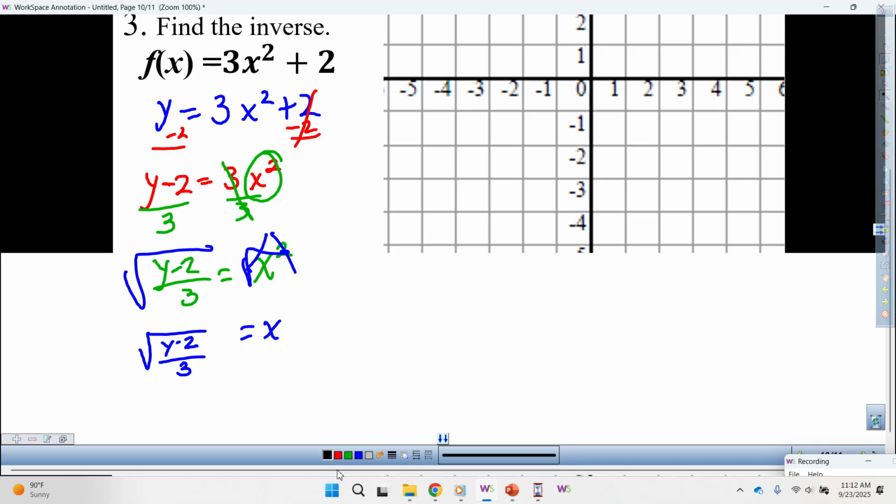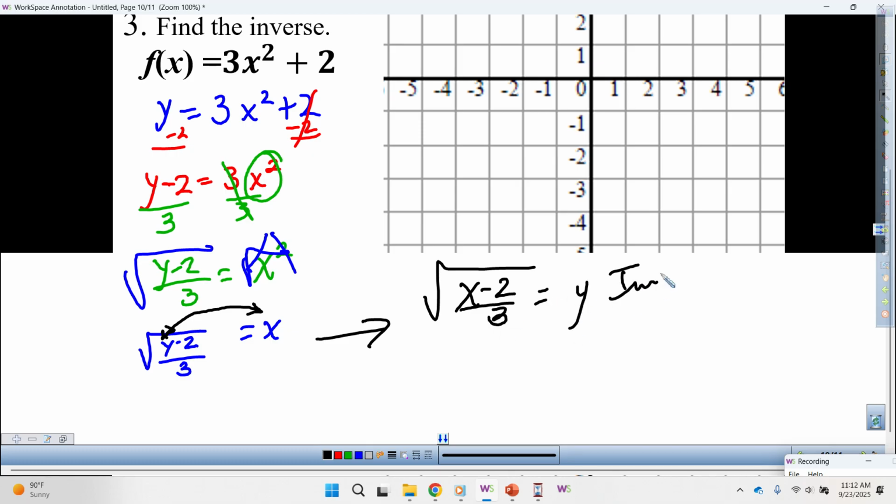Is that the inverse? No. What do we do to get the inverse, everyone? Yeah, exchange the variables. So we got the square root of (x minus 2) over 3 equals y. This is my inverse. However, do we leave it in y form? No. The square root of (x minus 2) over 3 equals f inverse of x.